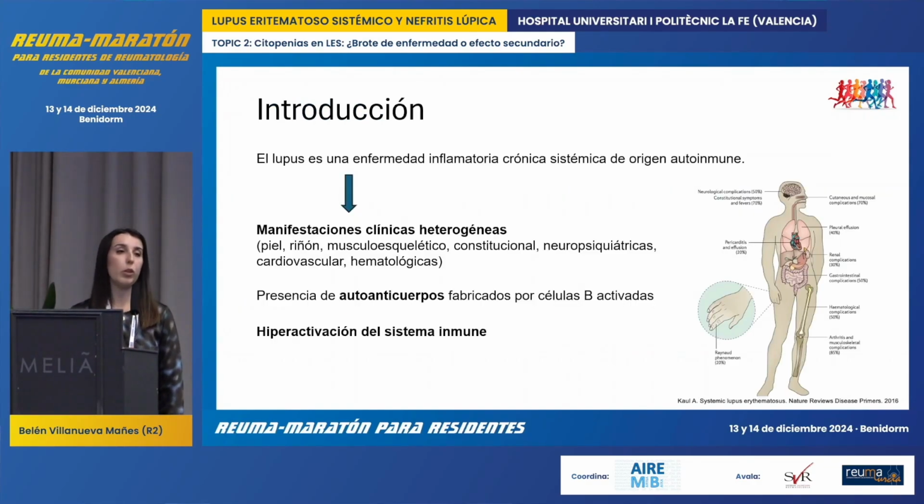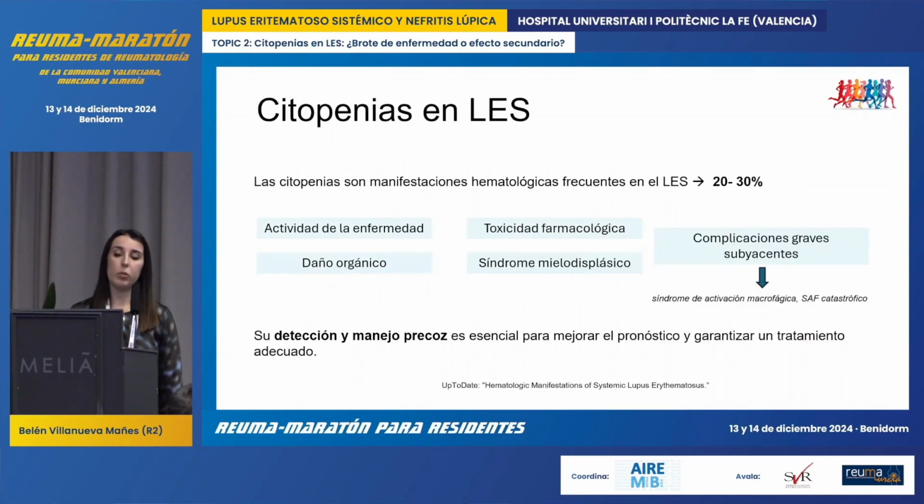Well, as you already know, lupus is a chronic inflammatory disease of autoimmune origin that presents with heterogeneous clinical manifestations, but with a common denominator, which is the presence of autoantibodies and a hyperactivation of the immune system. As for cytopenias, they are a relatively common manifestation in lupus.